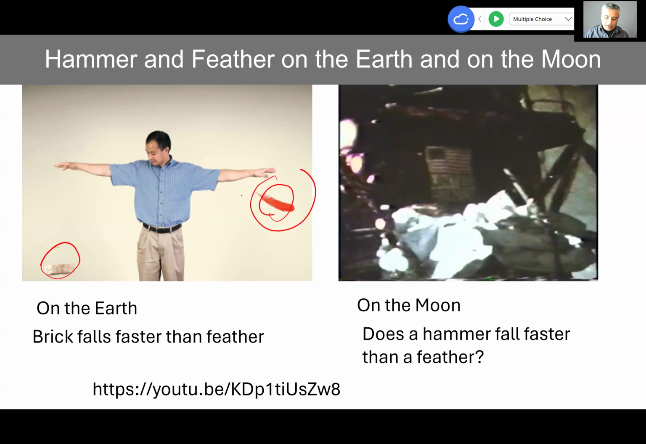Here, the feather is falling slowly because there is air resistance on the feather. So on one of the Apollo missions to the moon, they brought a hammer and a feather and dropped them on the moon to see what happened. At that time there were no HD cameras, so this is the best video we have available, and it is in this link.